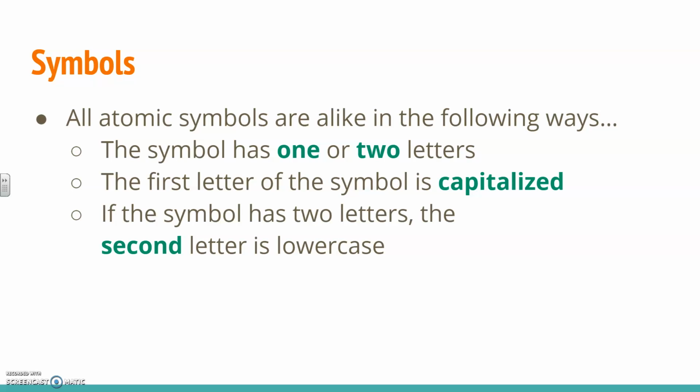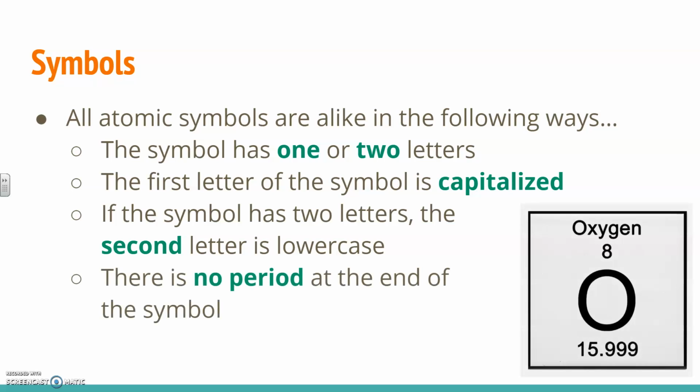Notice on that last slide it was copper, and it was big C, little u. And there's no period at the end of the symbol. It's just one or two letters. No dot, no hyphen, no stars, nothing weird like that. So we see here, this is oxygen, and its symbol is O.